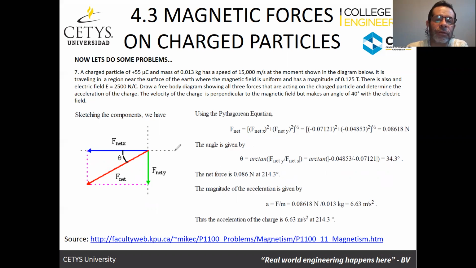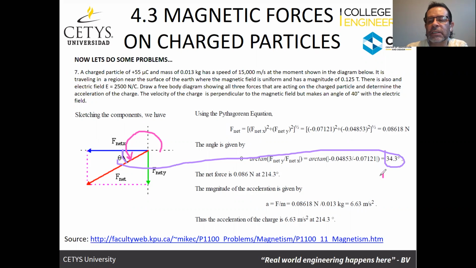Why 214.3? Because the angle we're given is always going to be the angle with regards to X. So this angle here is a 34.3, but if we want the complete angle that goes from here to here, then it's going to be this angle plus 180. And that gives us this angle here.